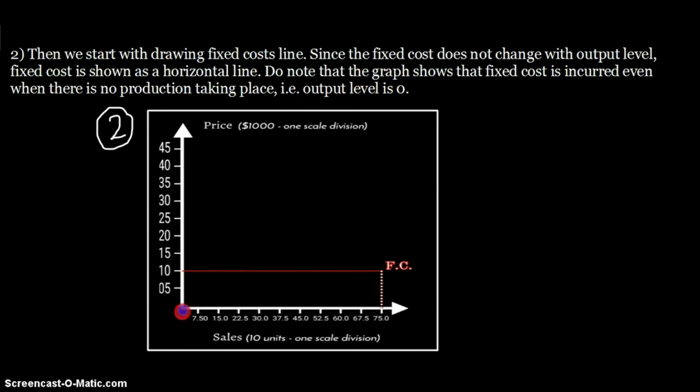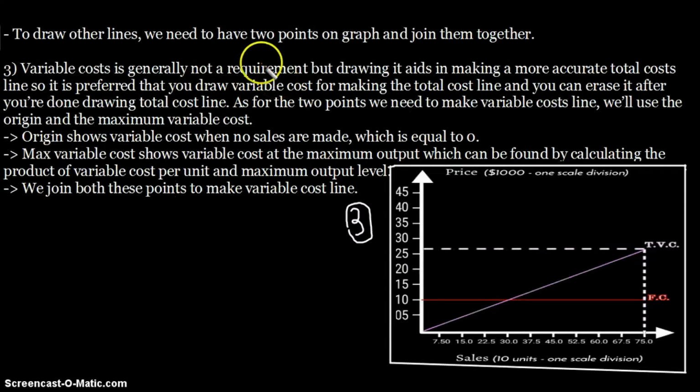So over here, this point is of course the origin, where you can see that sales are 0. But there is still a cost at 0. When you have 0 sales, there is still a cost, which is the $10,000 fixed cost. So just keep that in mind. Next, we have to draw other lines. We need 2 points on the graph and join them together. Fixed cost was a horizontal line, so we did not need 2 points. We just needed to know the cost, and we made a point at 10,000. Then the cost was the same, so we just made a horizontal line from 0 sales to maximum output.